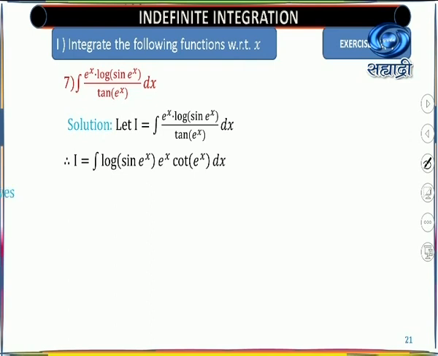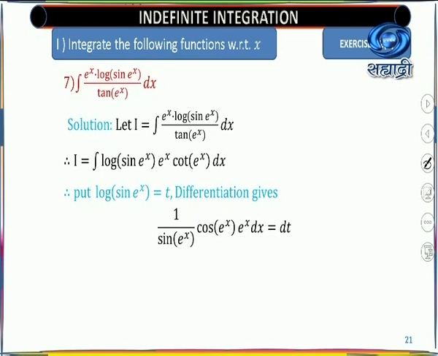Now this is like a proper function. So we'll substitute log of sin e raised to x equal to t. Differentiation gives you 1 upon sin e raised to x, then the differentiation of sin gives you cos e raised to x, and the derivative of e raised to x is e raised to x. dx equal to dt. We'll write it in proper form, so you will get cot e raised to x dx equal to dt, which means you got this function and you are able to replace it by dt.